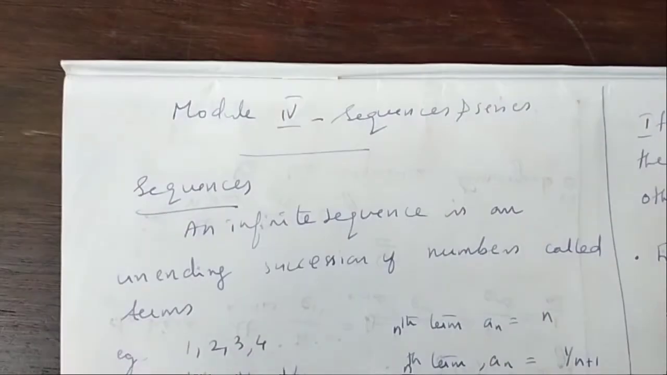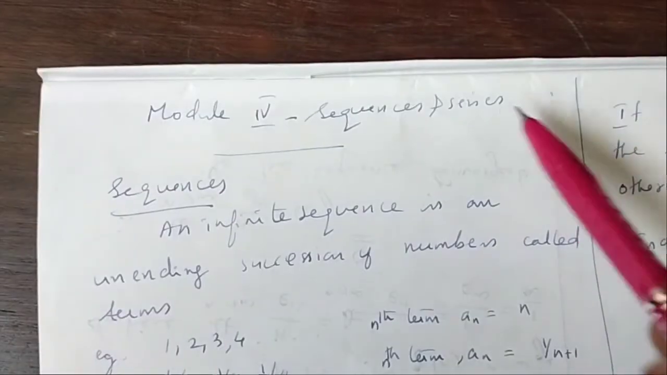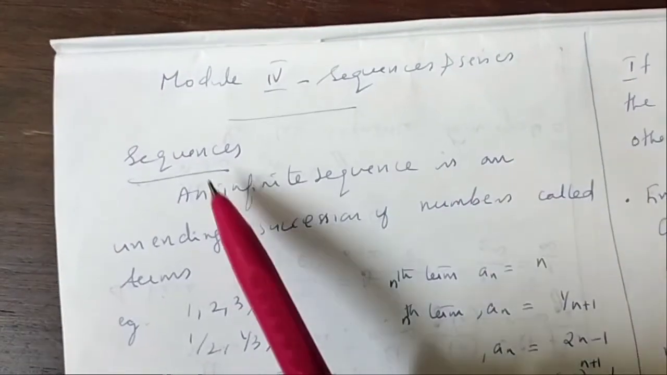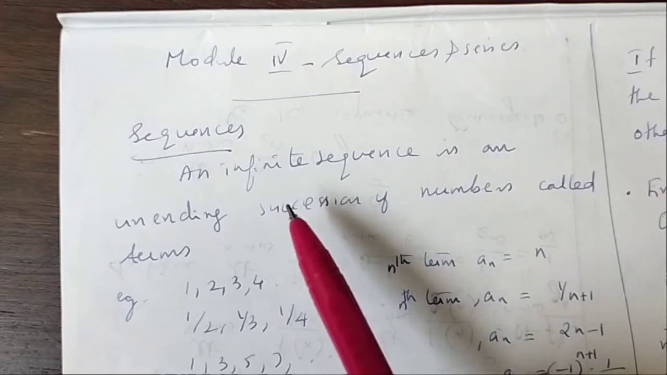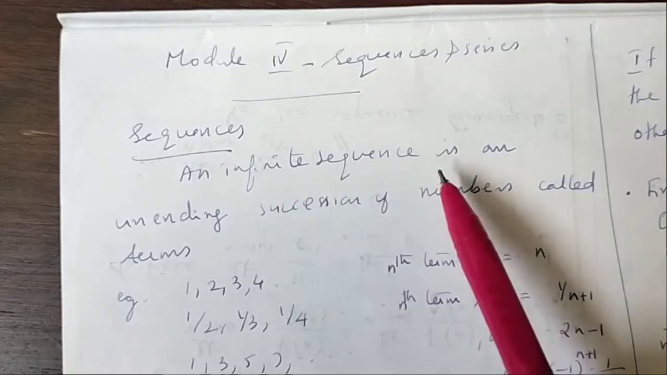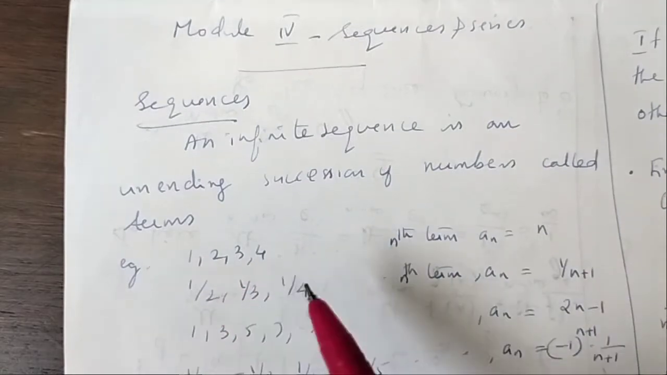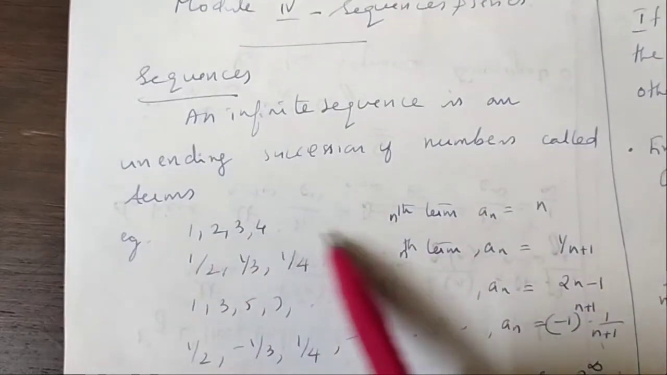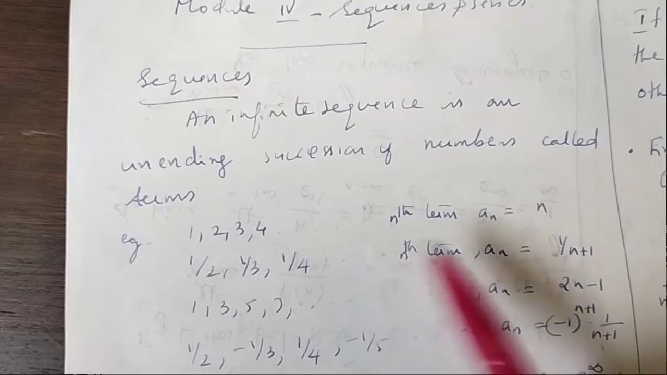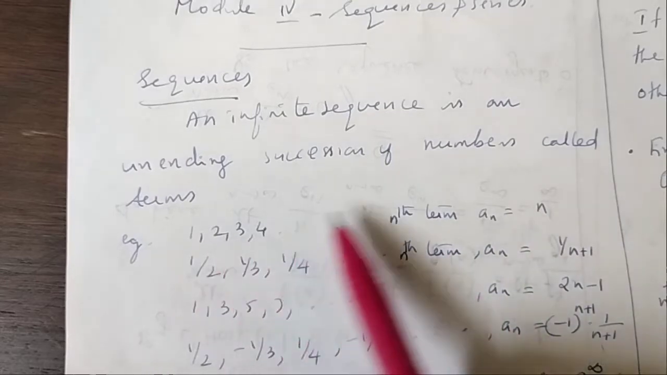So this is the fourth module. It is sequences and series. So first of all, what is a sequence? An infinite sequence is an unending succession of numbers called terms. That is just writing the numbers in any order. Any order means first, second, third, fourth, etc.